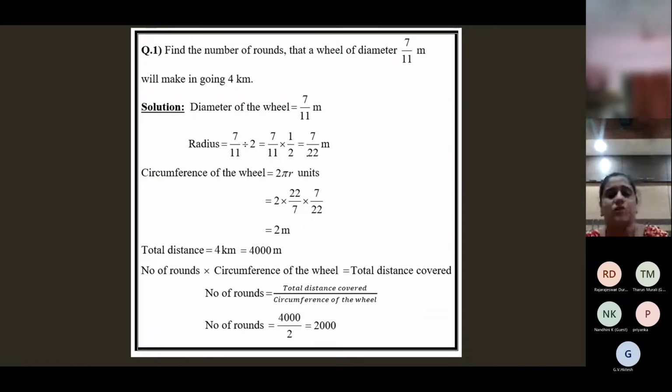See here, I found it separately. This is the formula: circumference of the wheel into number of rounds. I've been telling you repeatedly, this is the distance covered in one round. So the distance covered in one round into number of rounds is equal to the total distance. Very practical equation this is.